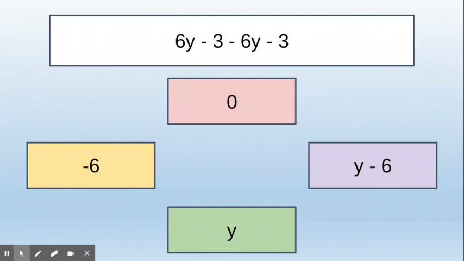The answer is -6, right over here. The 6y minus 6y, that again cancels out. It gives you 0y's or 0. And then the -3 minus 3 gives you that -6. 3, 2, 1.